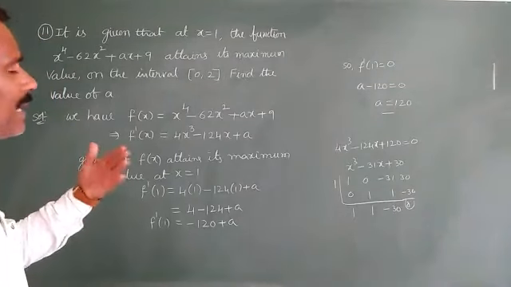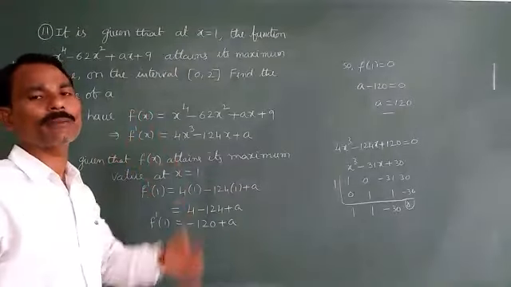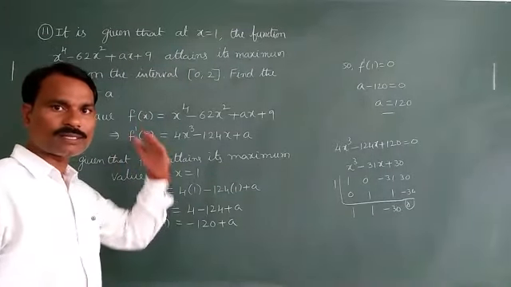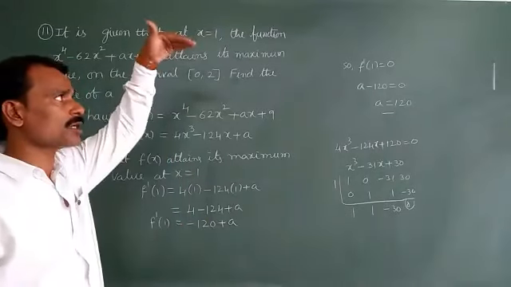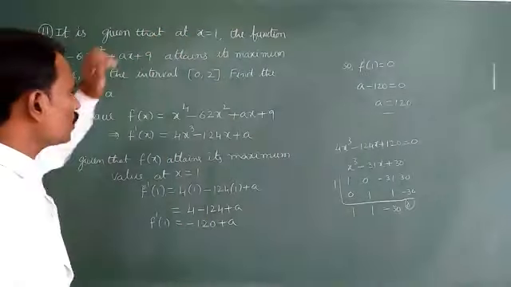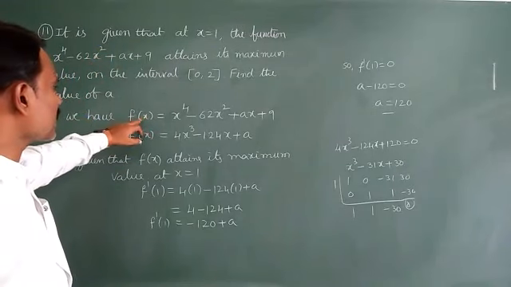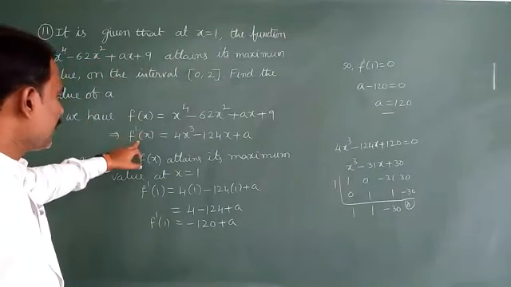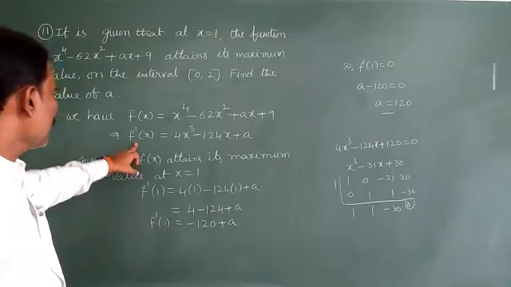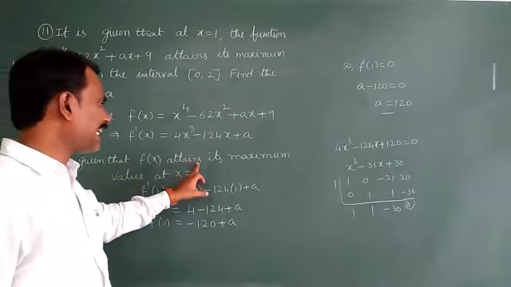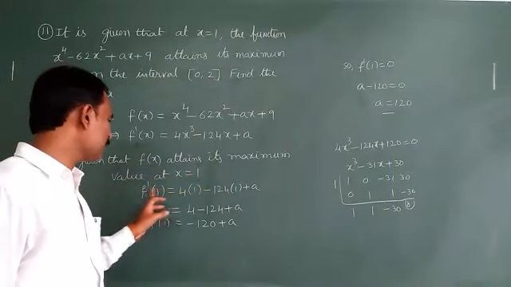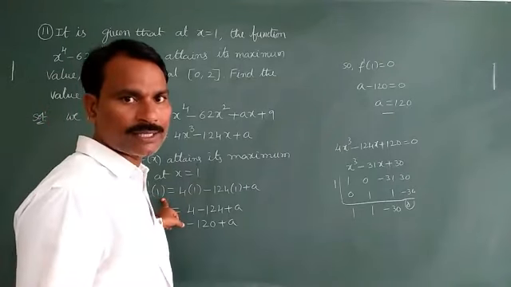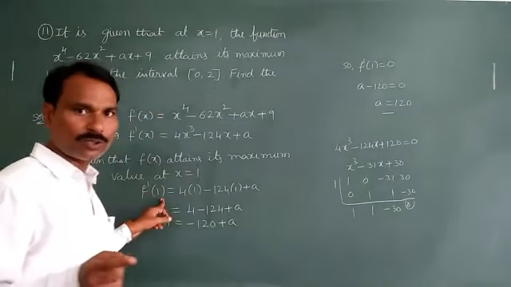Attaining the maximum means that its point is a critical point. Maximum means a critical point, maybe increasing, the top position. So first take the derivative of the function, f dash of x. Given that f of x attains its maximum value at x equal to 1, we have to consider f dash of 1 is equal to 0.